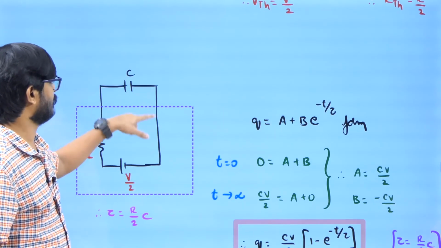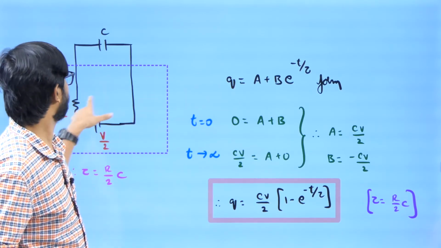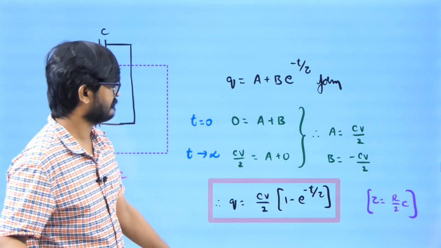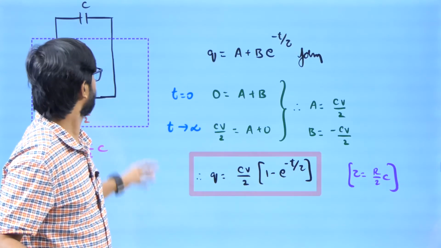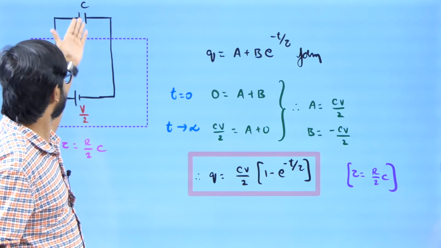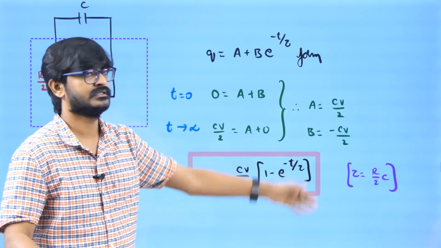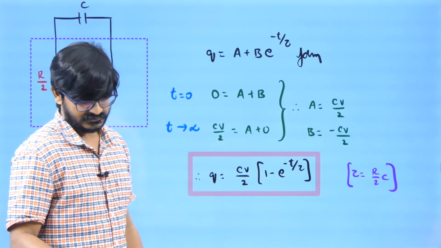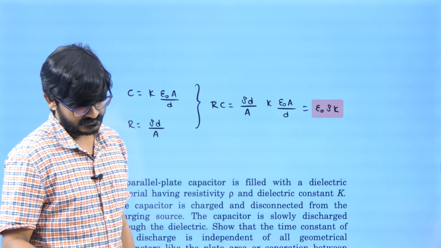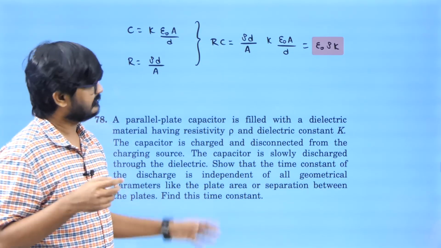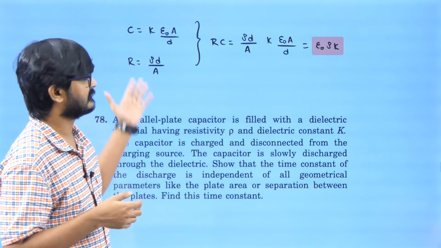Right, now this is a simple looking circuit and it must be of this form where the time constant is R by 2 into C, right? For t equal to 0, charge is 0, and as t tends to infinity, charge is C into V by 2. From there we will get the values of A and B. You can substitute them, and we will get charge as a function of time. Now apart from that, there is a parallel plate capacitor. You need to find the value of R into C.